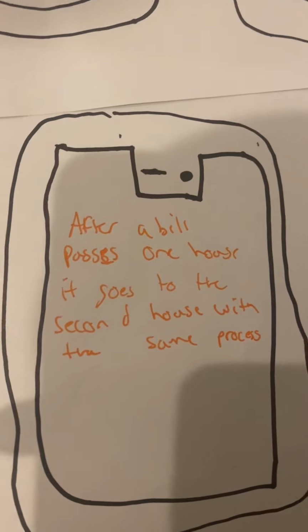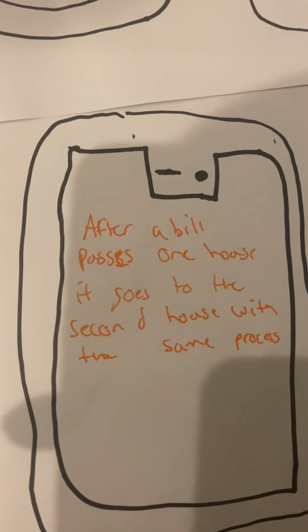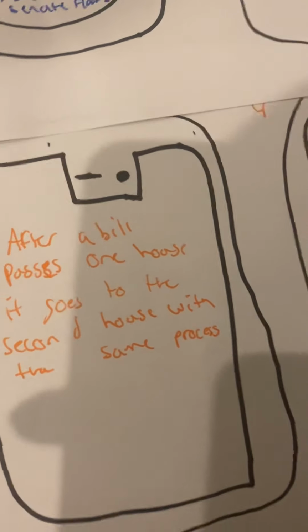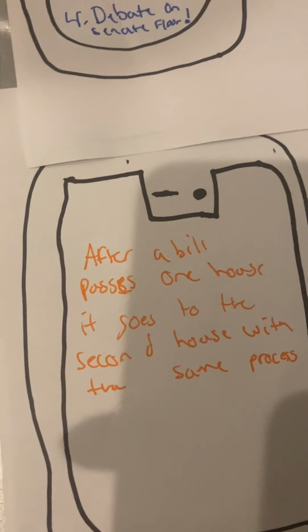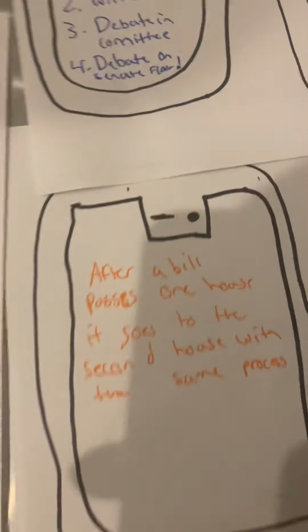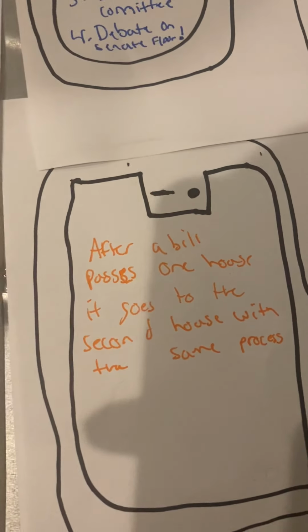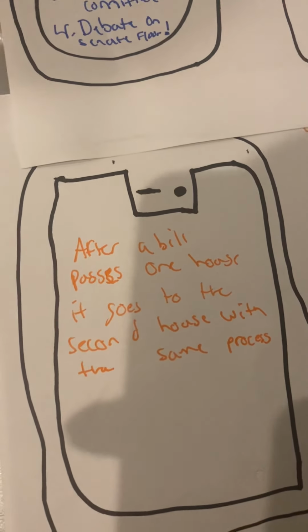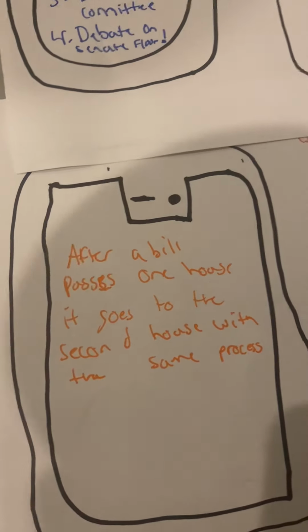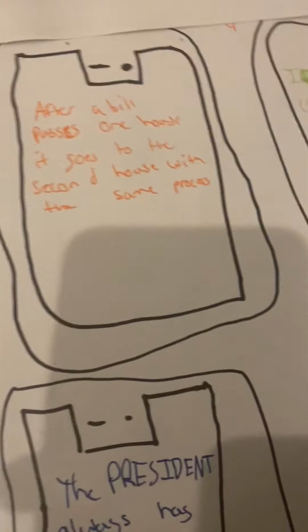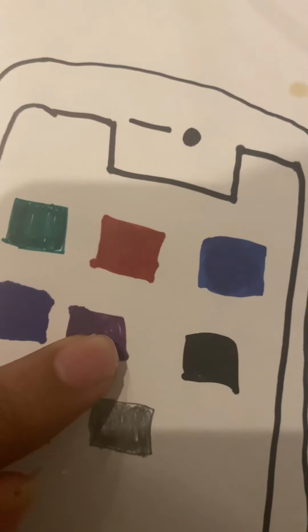After a bill passes one house, it goes to the second House of Representatives with the same process. So basically, they're just playing it safe and sending it to another house. It's the exact same process, but they just want to make sure it's approved and it's 100% good. Then we can go back to the home page and go to the fifth slide, which takes us to right here.